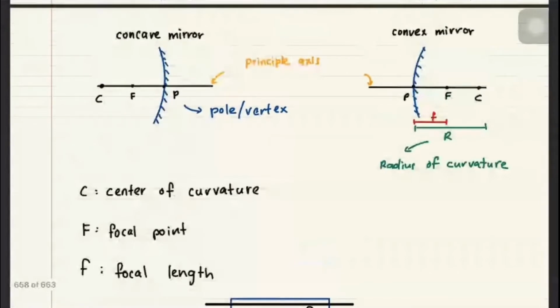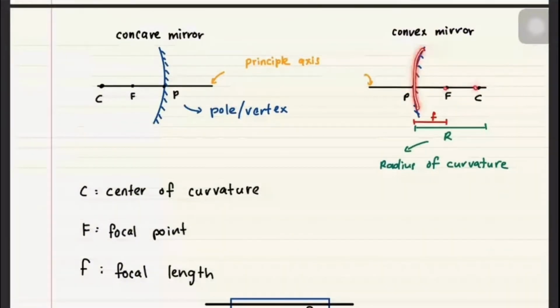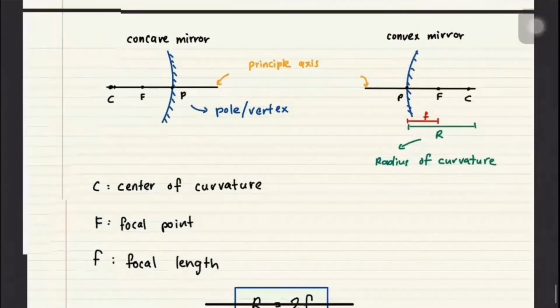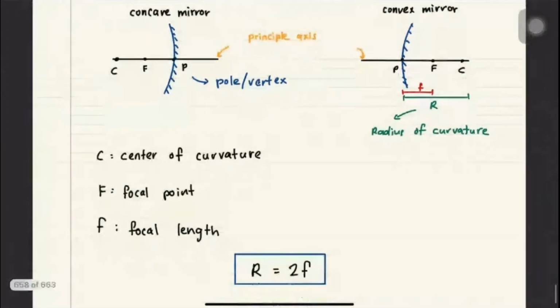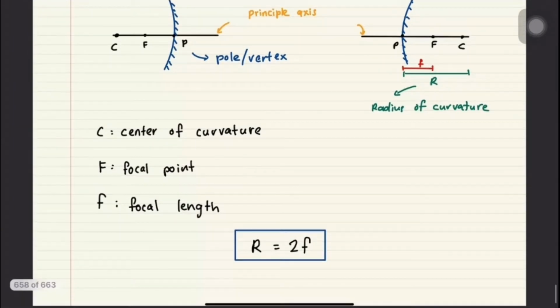This is the key important thing. So basically, you have to draw the principal axis, the mirror itself, and then F and C. This is the important part. Any questions so far? No, sir. Okay, moving on to the next one.